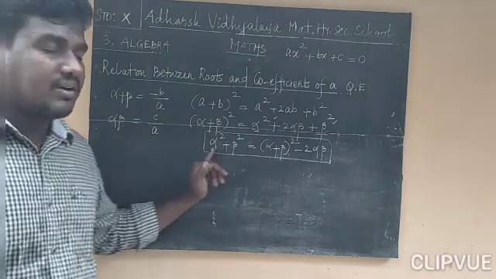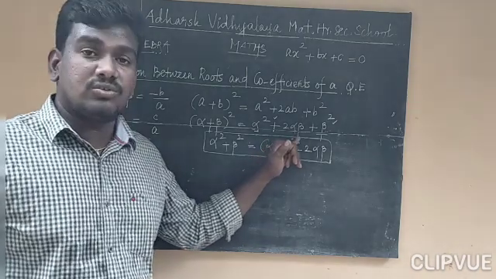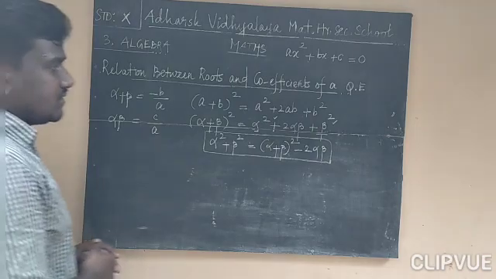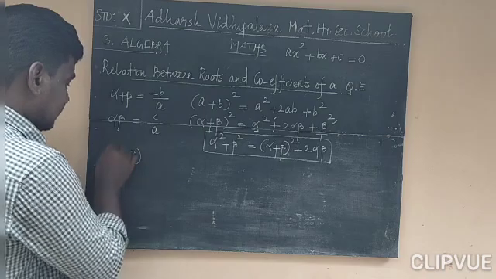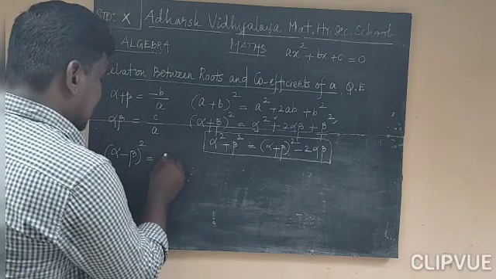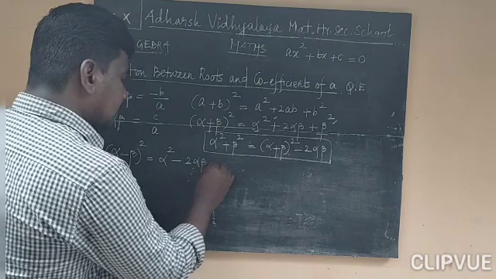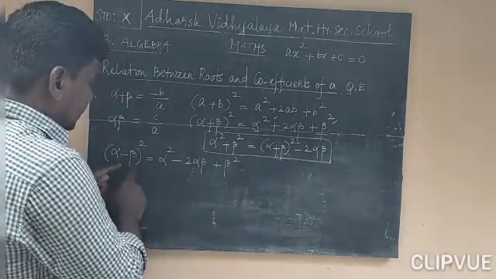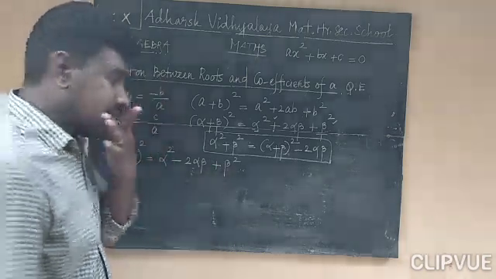What is the value of alpha square plus beta square? Alpha square plus beta square is equal to alpha plus beta the whole square minus 2 alpha beta. Understand? Okay. Next, I am going to introduce the second one, the alpha minus beta the whole square formula. What is it? Alpha minus beta whole square is alpha square minus 2 alpha beta plus beta square. Understood?